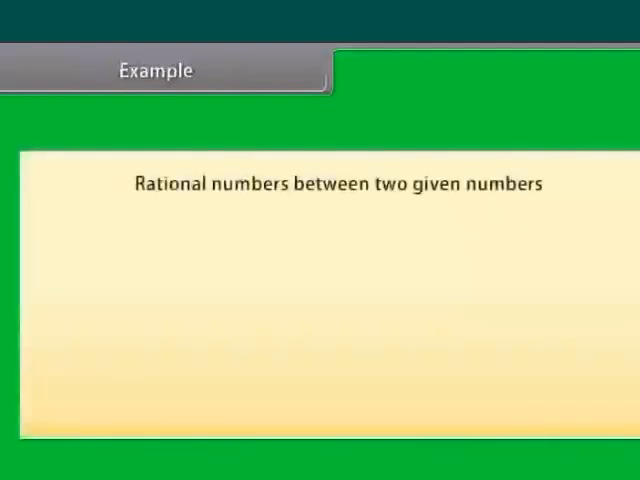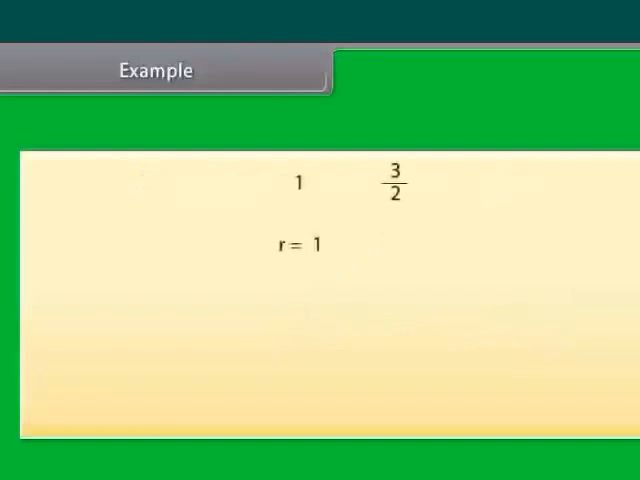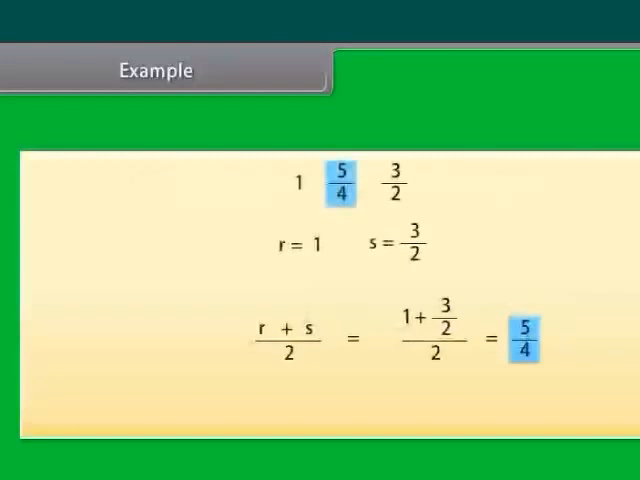Example. Let's now learn how to find rational numbers between two given numbers. The given numbers here are 1 and 2. Say 1 is r and 2 is s. To find a rational number between r and s, we have to add r and s and divide the sum by 2. So we get 1 plus 2 is equal to 3 by 2. Therefore, the rational number between 1 and 2 is 3 by 2. Similarly, the rational number between 1 and 3 by 2 is 5 by 4.